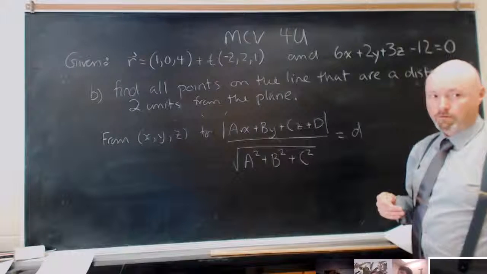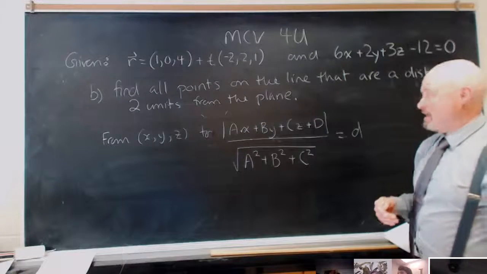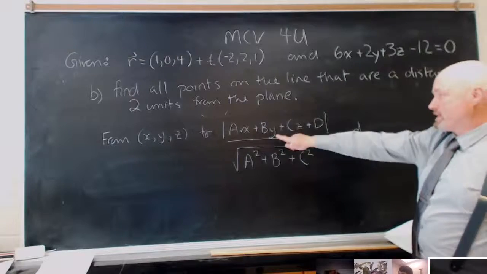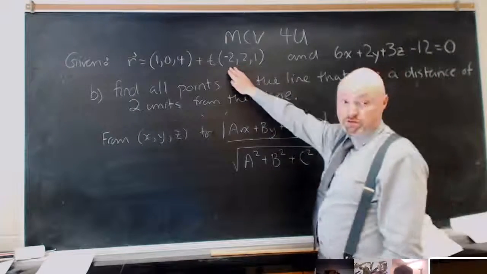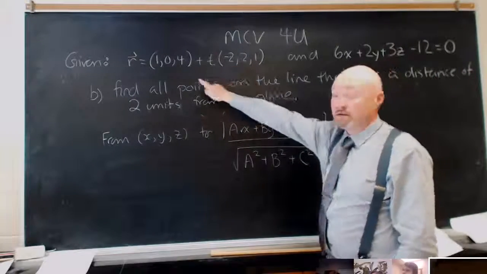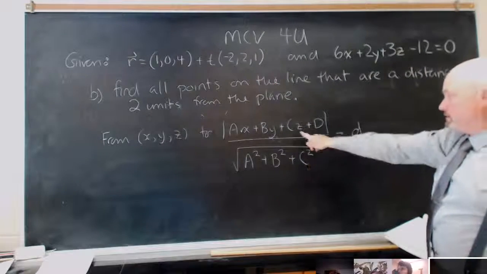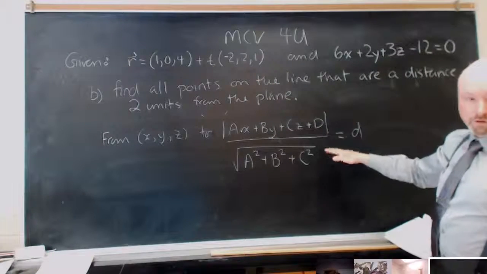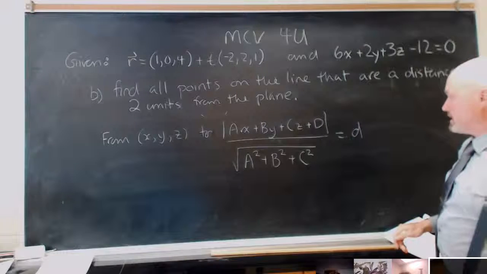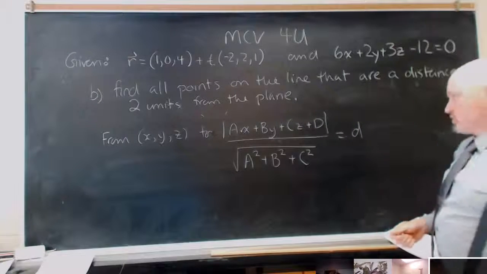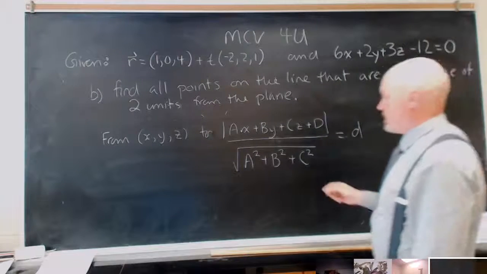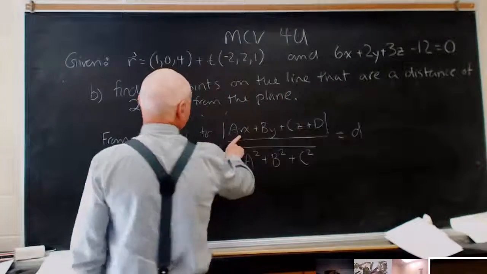So, go ahead, t. Yes. So we're going to express x, y, and z in terms of t. We're just going to express them parametrically from our line here. And then we're going to substitute a 2 in for the distance, and then we'll solve for t that way. Okay?